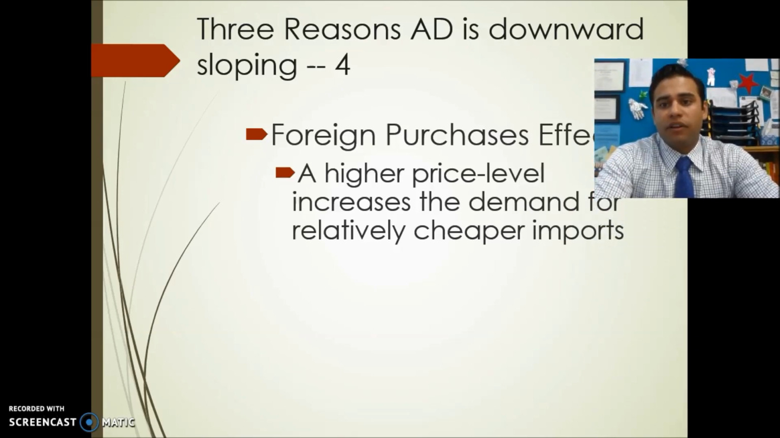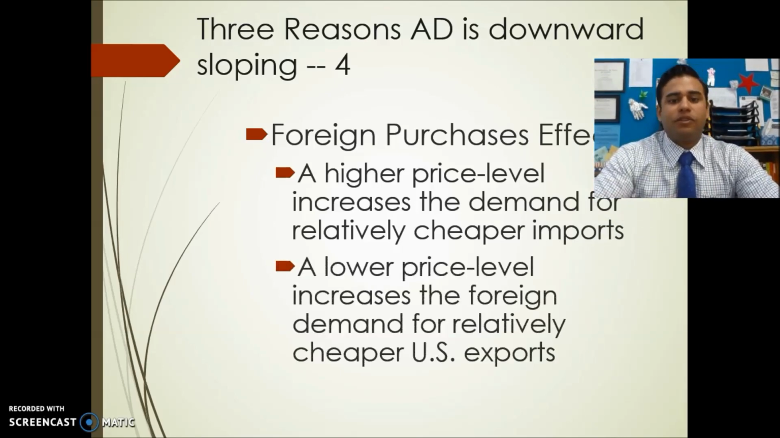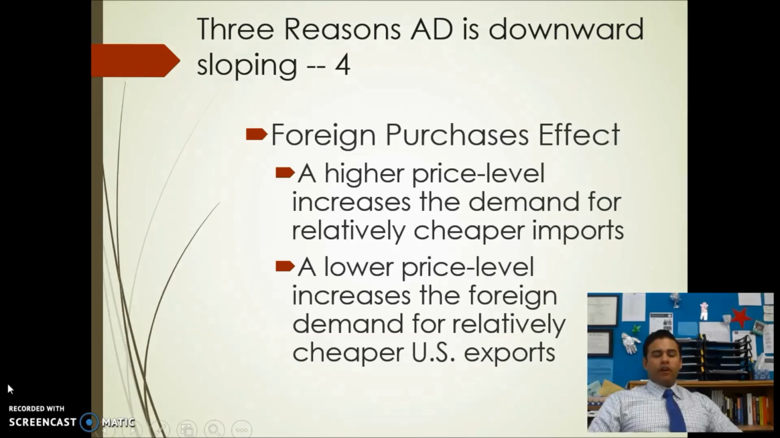Okay? And what we're going to find is the opposite is true. A lower price level increases the foreign demand for relatively cheaper U.S. exports. Alright, so now we've talked about the three reasons why the aggregate demand curve slopes downward, and we've talked about what it is, right?